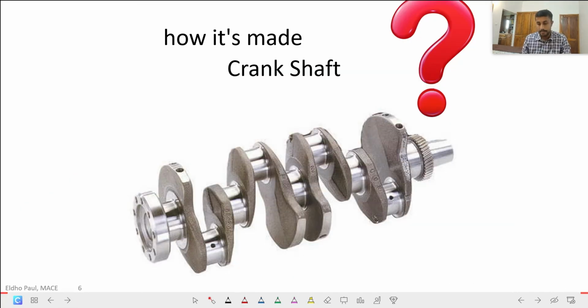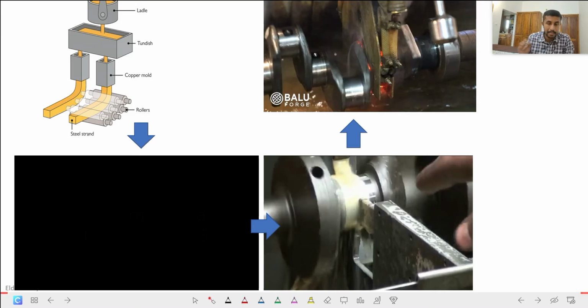So this is a crankshaft. We can see this is a very complex shape component used in automobiles. How is this crankshaft made? For making this crankshaft, we have to do different processes on the raw material. Let's see what the different processes are.